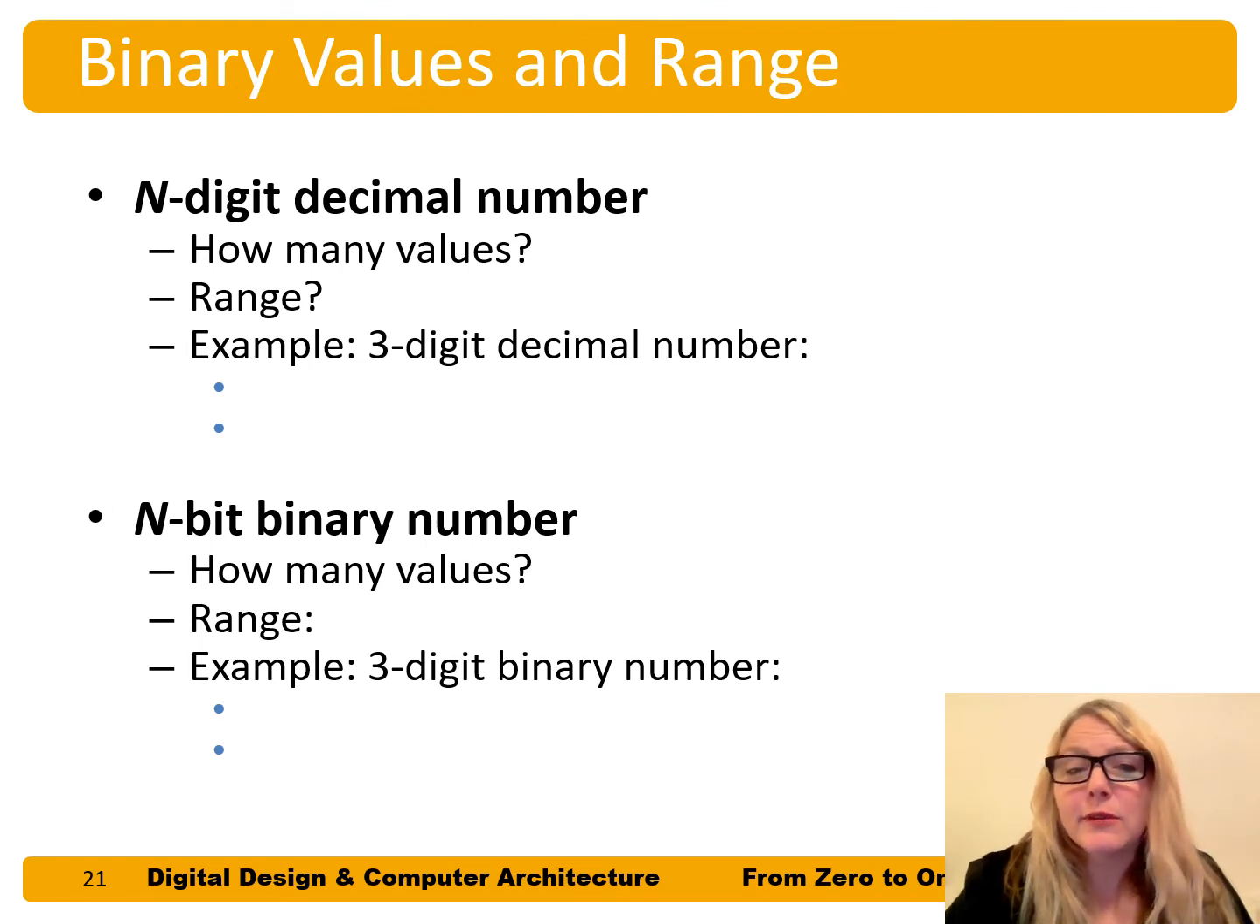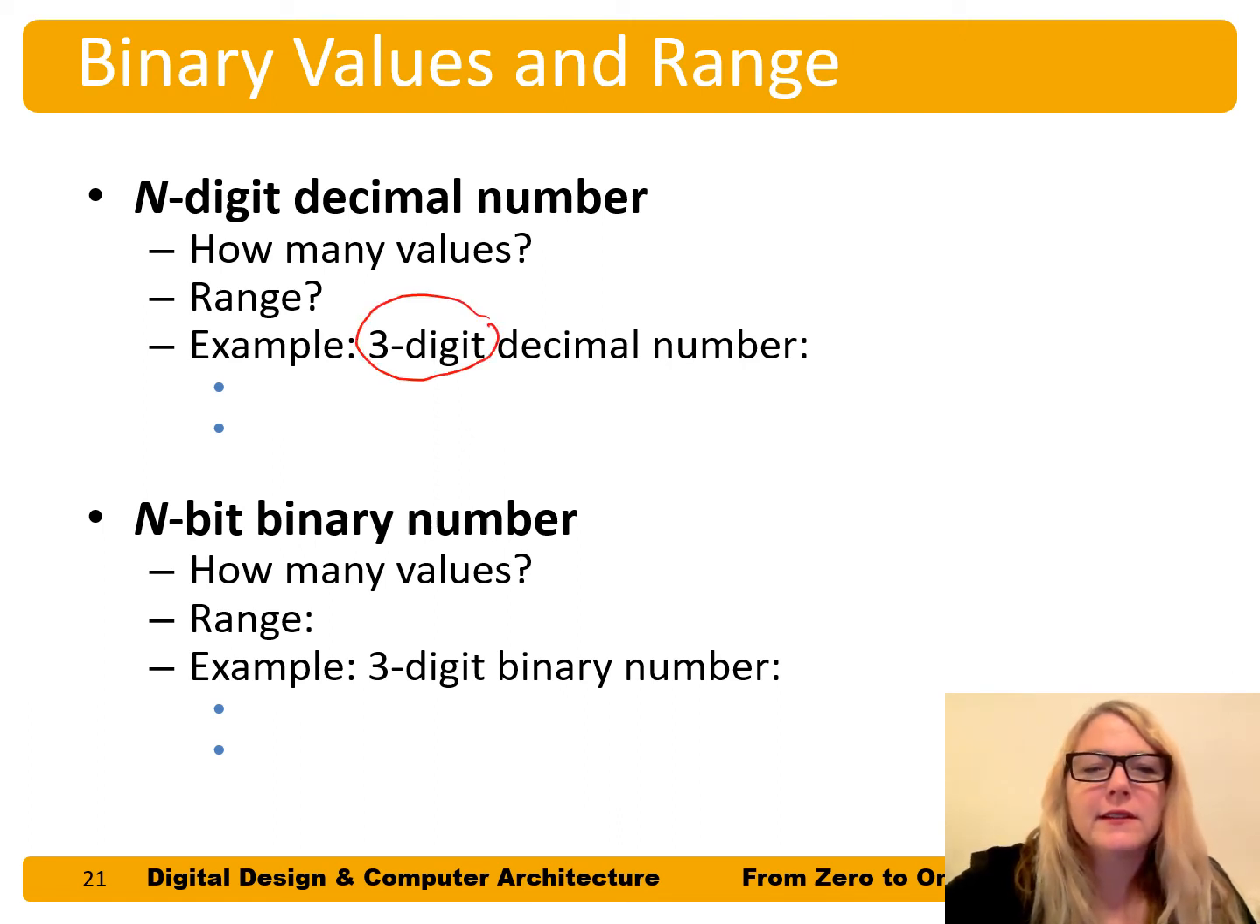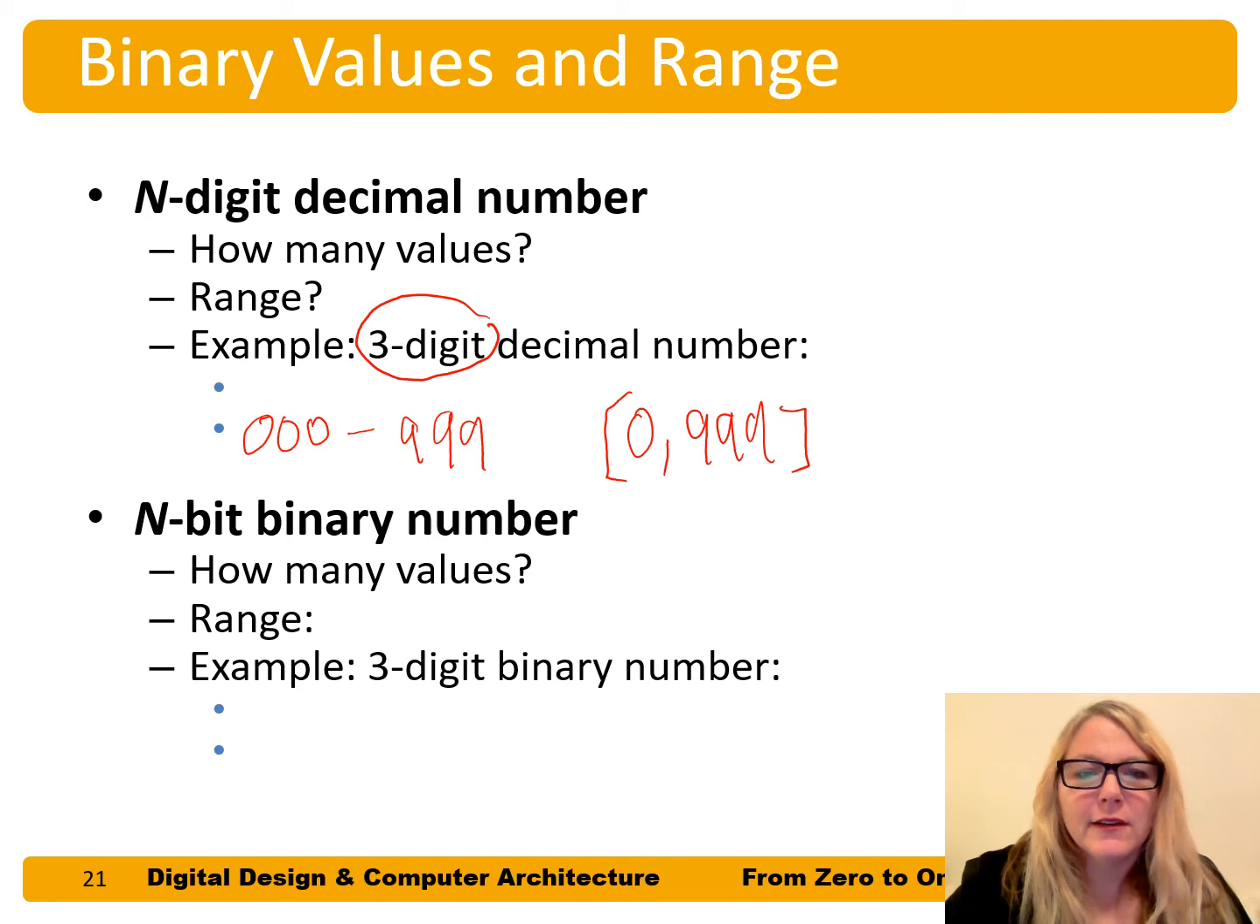So binary values, just like decimal values, have a range and a number of values that you can represent. Let's first look at decimal numbers because we're used to those. Let's suppose we have a 3-digit decimal number. What is the range of that number? Well, the smallest number with 3 digits we can represent is 0, and the largest number is 999. So that's the range of our 3-digit decimal number. We can also write that as 0 to 999.